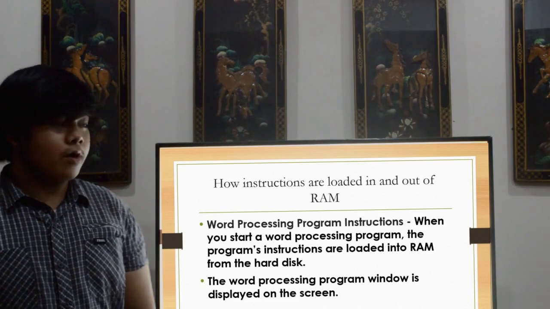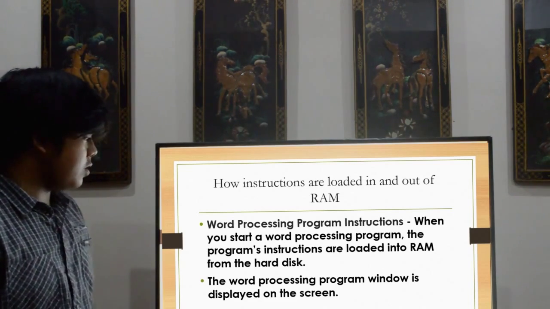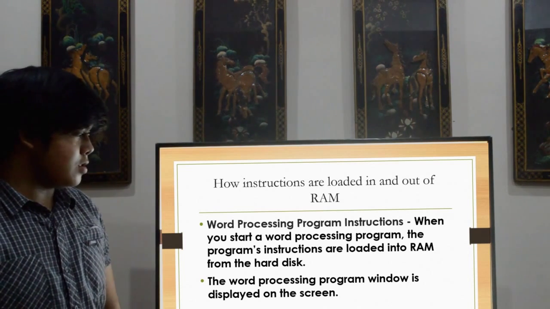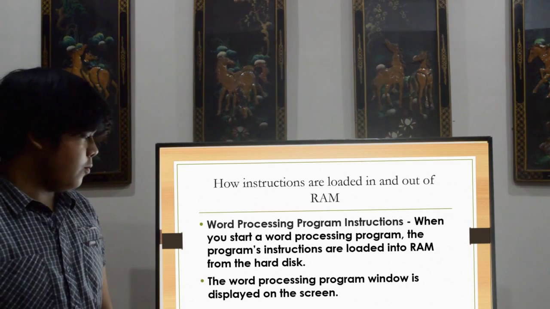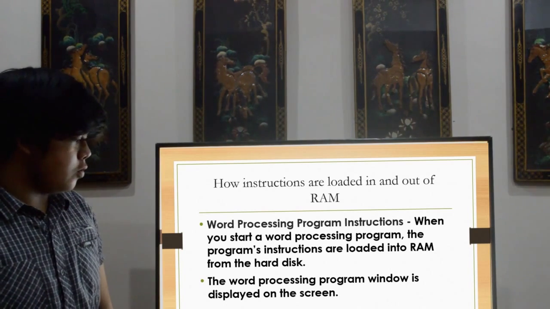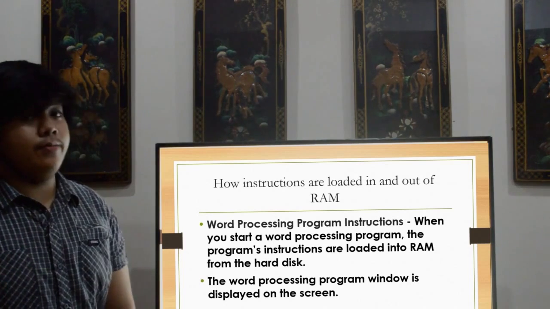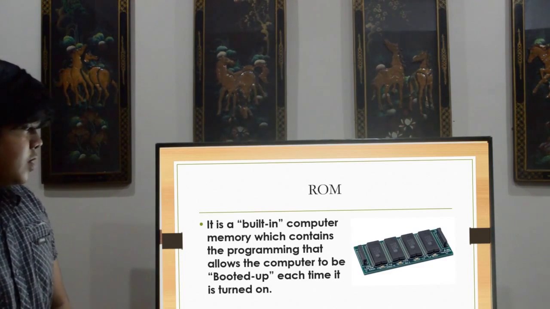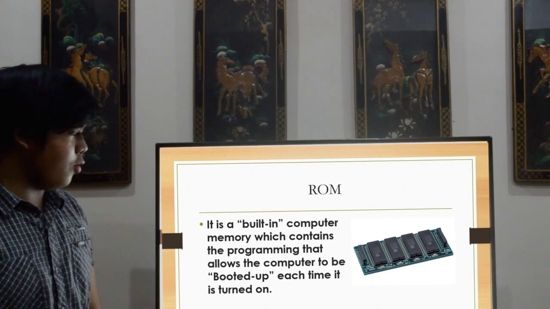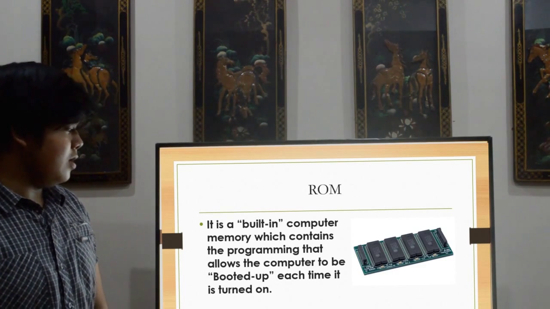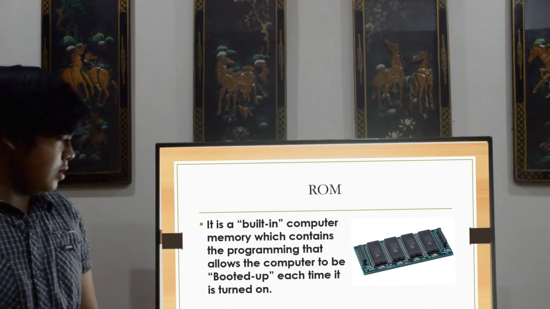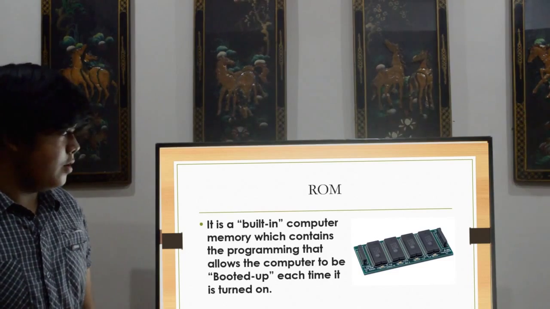Word processing program instructions. When you start a word processing program, the program instructions are loaded into RAM from the hard disk. The word processing program window is displayed on the screen. ROM is a built-in computer memory which contains the programming that allows the computer to be booted up each time it is turned on.